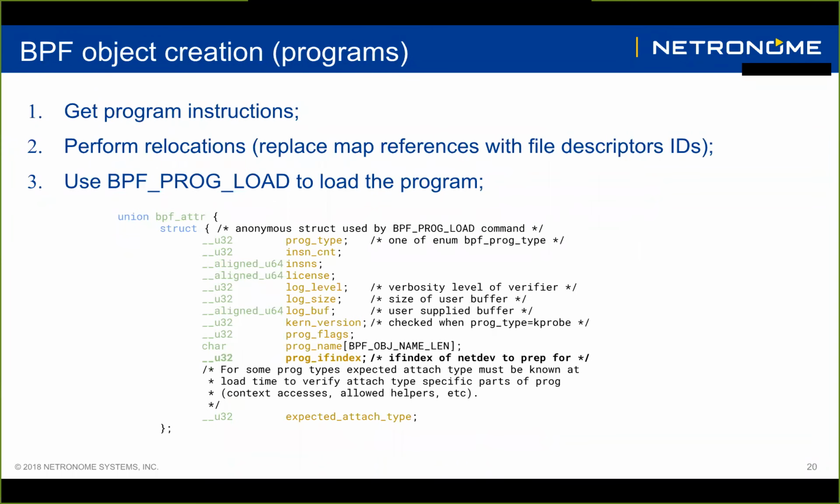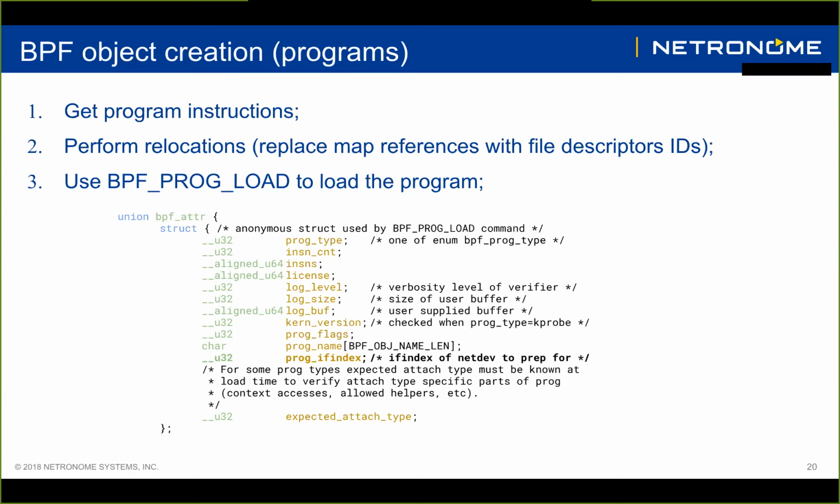Very similar story for the BPF programs. Obviously, the user space loaders have to access the instructions, and most commonly the instructions are loaded from an ELF file, from an ELF binary, and then the appropriate ELF relocations are applied. The most common relocation done by the loader is to replace the map references with the file descriptors retrieved in the previous stage. Once the BPF instructions are loaded into memory, the BPF program load command will be passed to the kernel through the BPF system call to actually load the program.